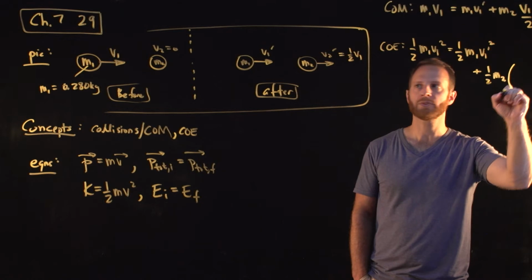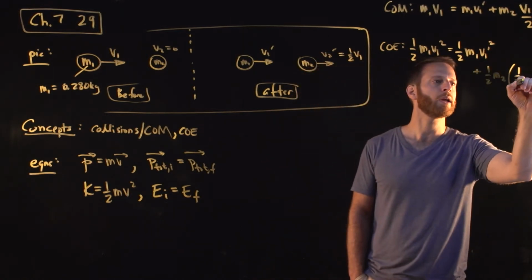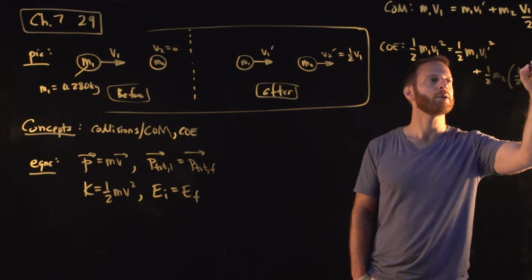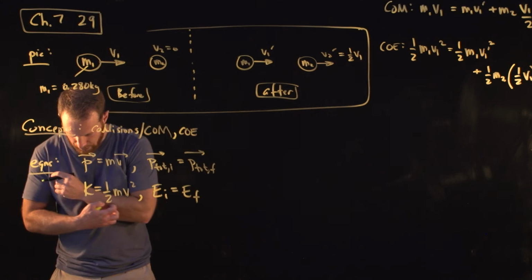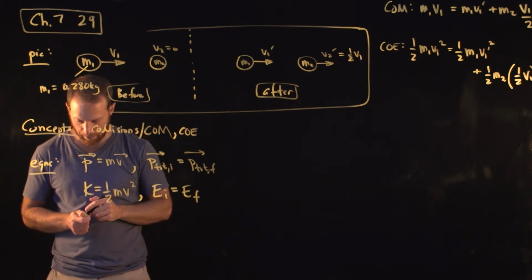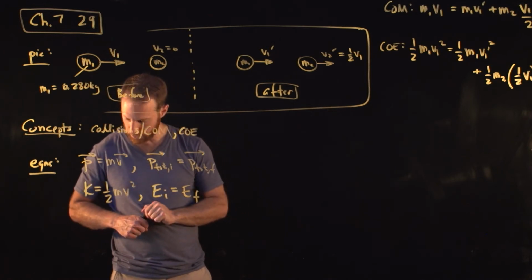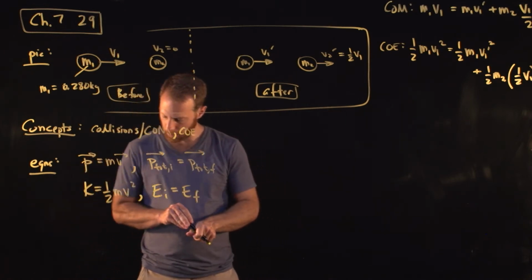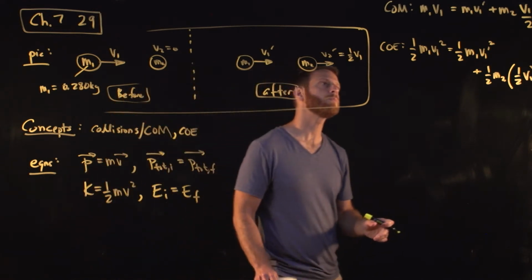I'm going to go ahead and put parentheses here in case you forget to square the 1/2. That's an easy mistake to make. 1/2 (v1) squared. Okay? So we'll use these, and we want to solve for m2. In fact, we're going to want to solve this for m2 in terms of m1. Let's do this completely algebraically for now.